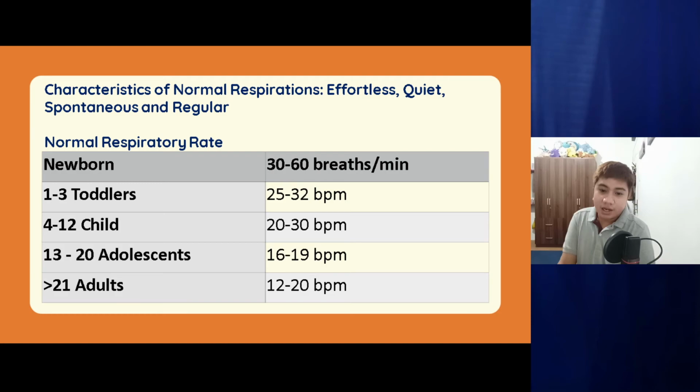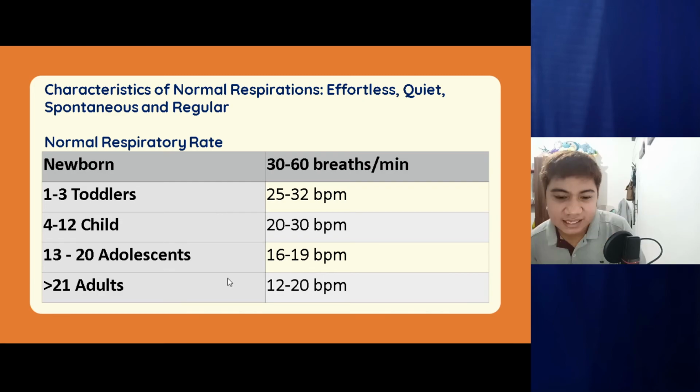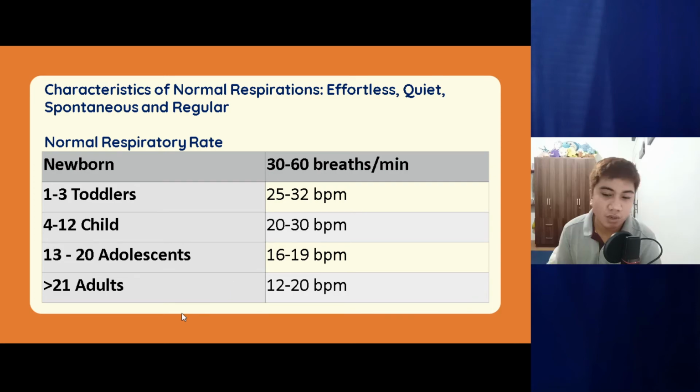For newborn, we have 30 to 60 breaths per minute. For toddlers, we have 25 to 32. For a child, we have 20 to 30. For adolescents, we have your 16 to 19. And for 21 and above, we have your 12 to 20 breaths per minute.